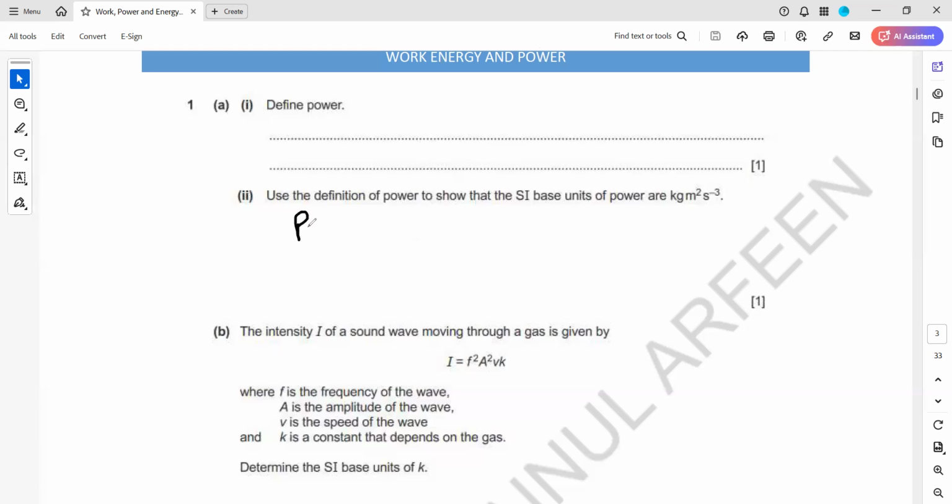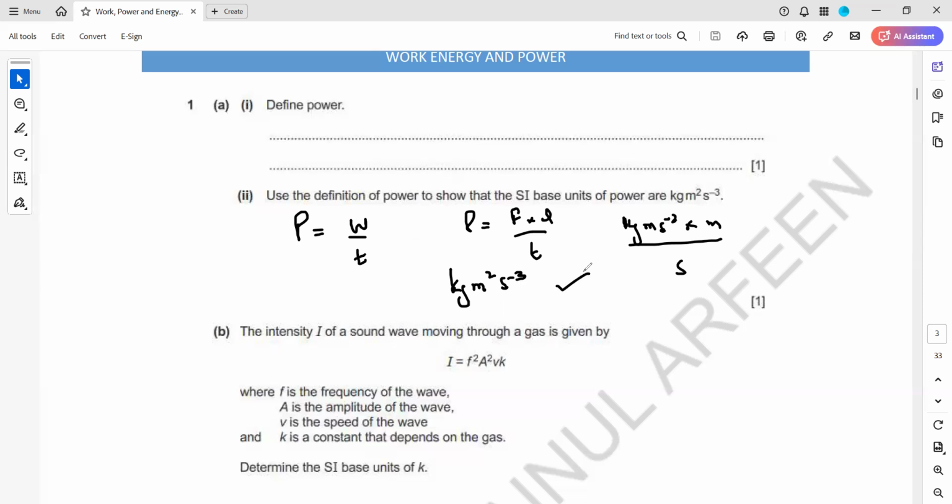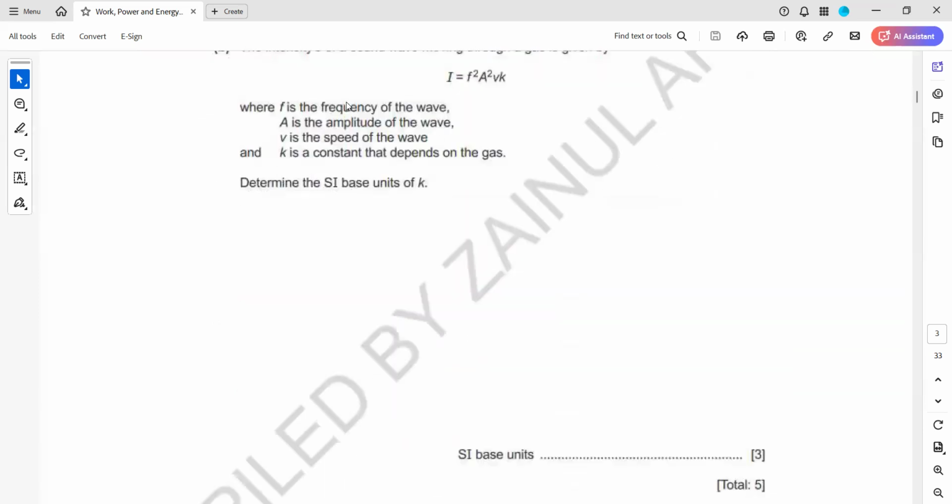Another formula for power, if you remember, is work over time. Work is force into distance, divided by time. The base unit of force is kilogram meter second raised to power minus 2. Distance is meter and time is second. When you simplify this, you'll get the same result: kilogram meter square second raised to power negative 3. So it makes no difference which formula you use, as long as it is the right formula. It's not that anything you write will work; the formula should be correct.